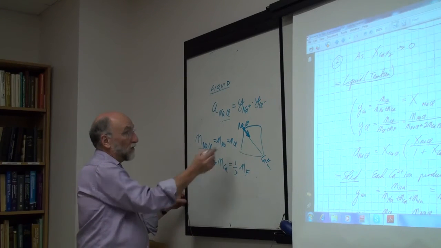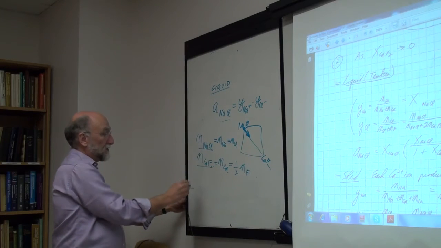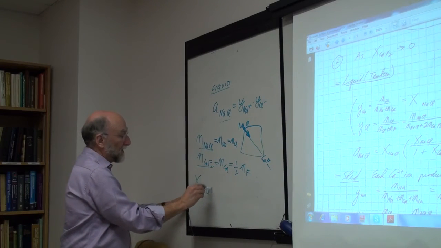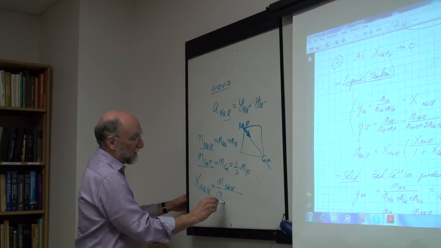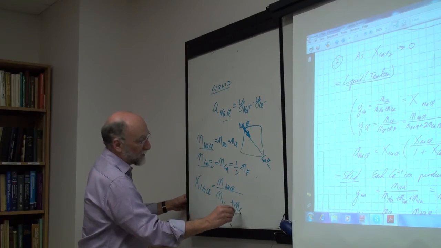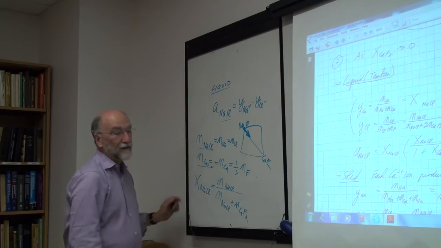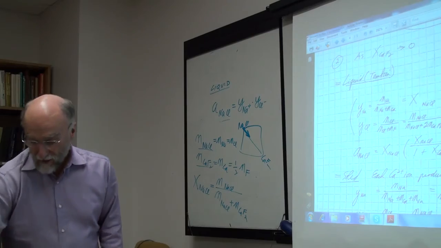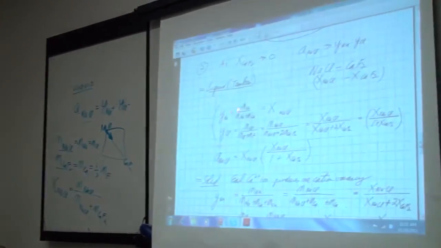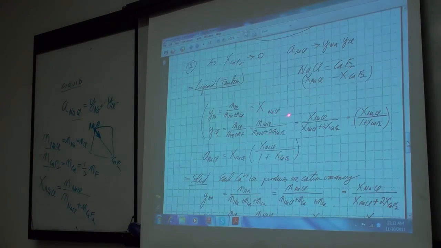The overall mole fraction of sodium chloride is simply the number of moles of sodium chloride, which you're adding, divided by the number of moles of sodium chloride plus the number of moles of calcium fluoride, and so on. So the site fraction of sodium is equal to that, which is the mole fraction of sodium chloride.